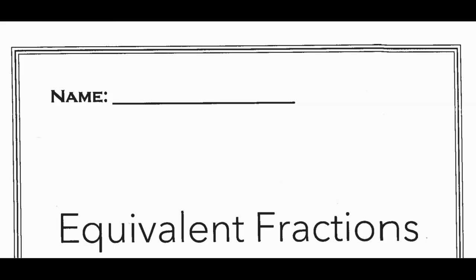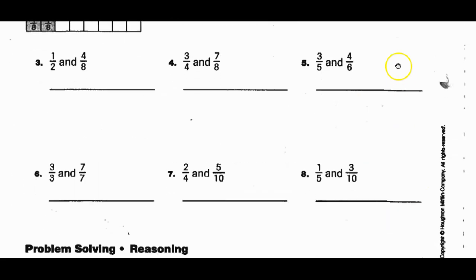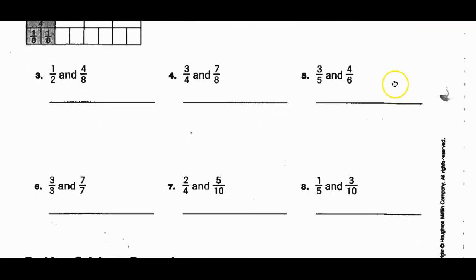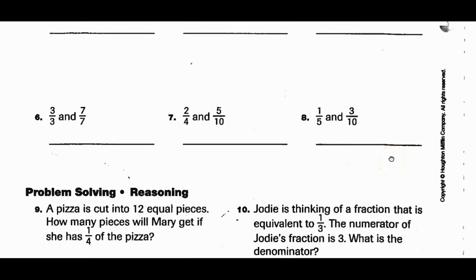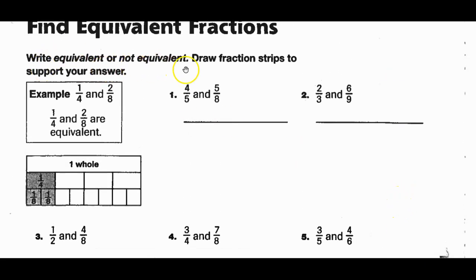All right, we're going to page 9 in your equivalent fractions packet. Is it this right here? So just do 1 through 8. Don't worry about 9 and 10. Just 1 through 8. Watch. It says write equivalent or not equivalent. Draw fraction strips to support your answer. So these are fraction strips right here. The way it works, 4/5 and 5/8. So let's do this. Here's my fraction strip.